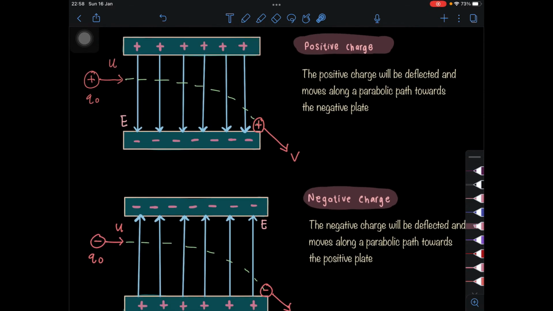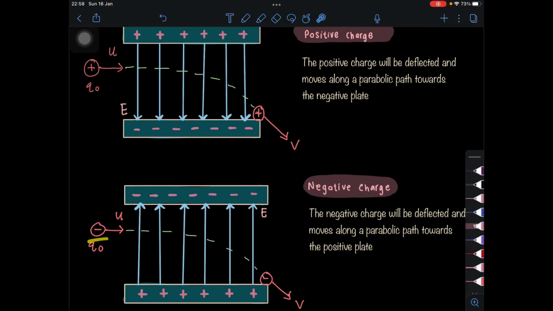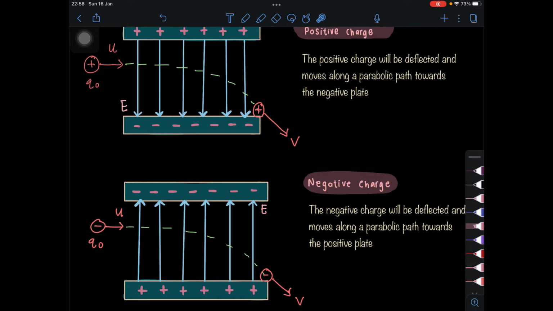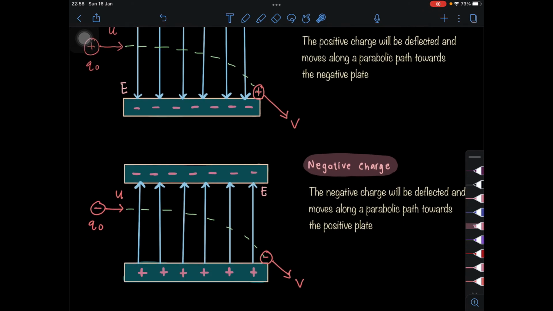It is the same when we have a negative charge. Right now we have a negative plate at the top and a positive plate at the bottom, so the direction of the electric field is going upward. The negative charge will be attracted towards the positive plate. So the movement is also along a parabolic path.